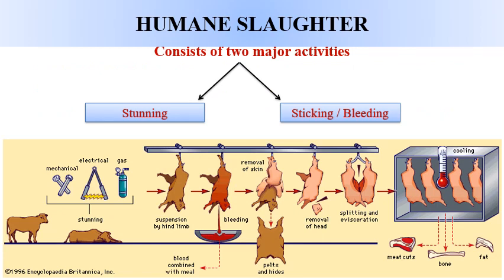Now we will discuss humane slaughter, that is slaughter with humanity, that is slaughter without cruelty. So basically here are two important activities. One is stunning, that is to make the animal unconscious by different methods which we are going to discuss later, and after the stunning immediately the animal is killed by sticking or by bleeding. The detailed procedure, as I have discussed at the beginning, is represented diagrammatically here. There is stunning, then suspension and bleeding, and after that removing the head and skin, and then it goes for chilling.